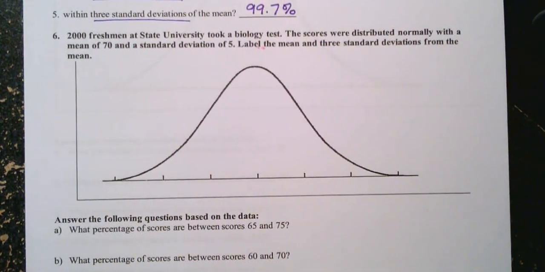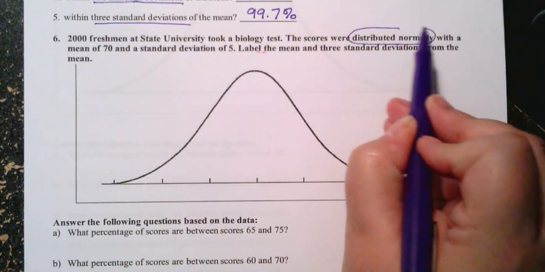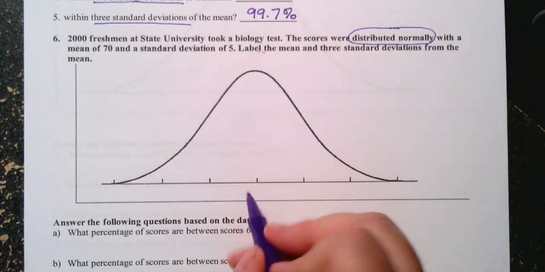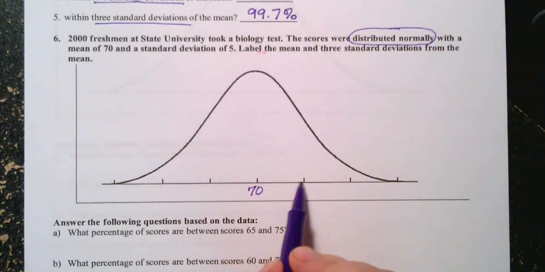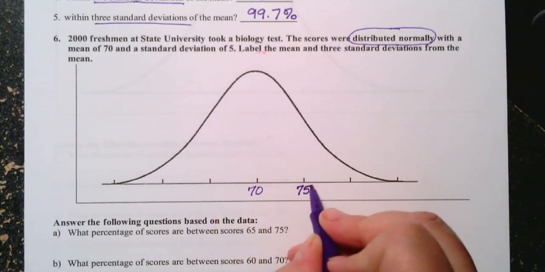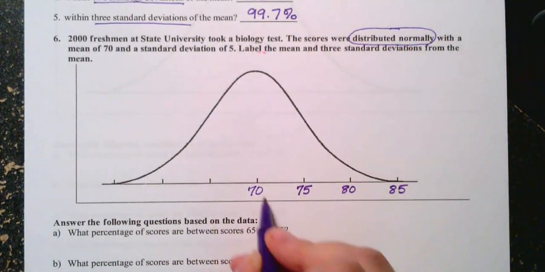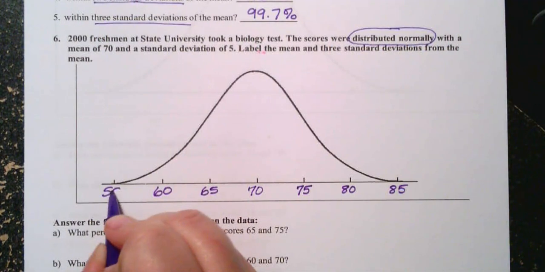2,000 freshmen at State University took a biology test. The scores were distributed normally. That's the first thing, the fact that it says that is what tells me I can do this. With a mean of 70, that's right in the middle, and a standard deviation of 5. That means the width of each of these sections is 5. So this is 70 plus 5, and then plus 5 again, and then plus 5 again. 70 minus 5, and then minus 5, and then minus 5.